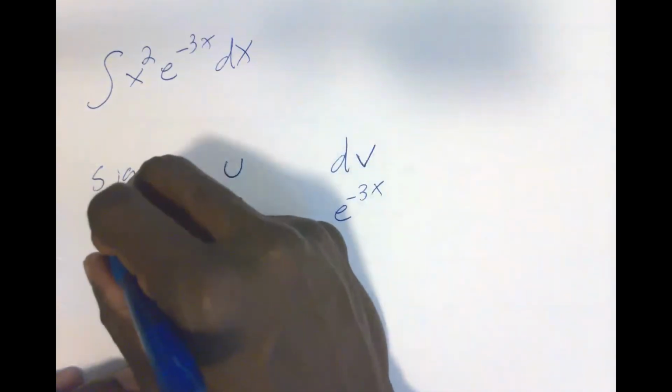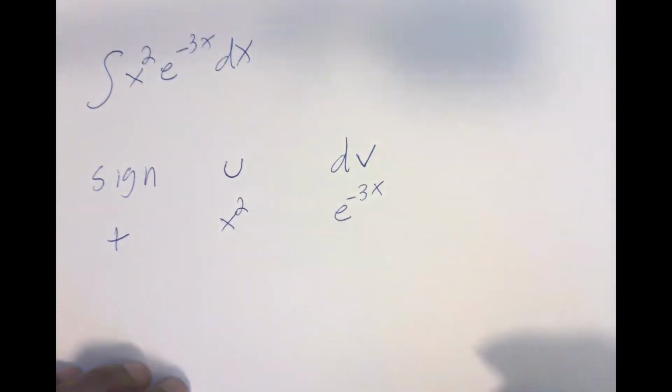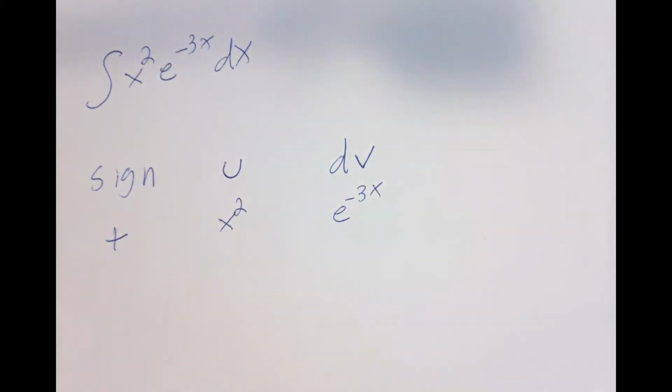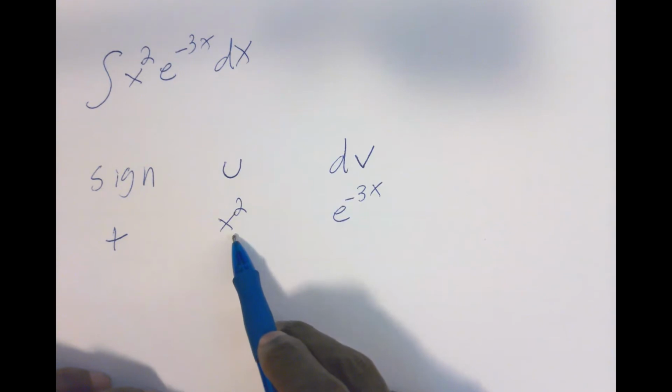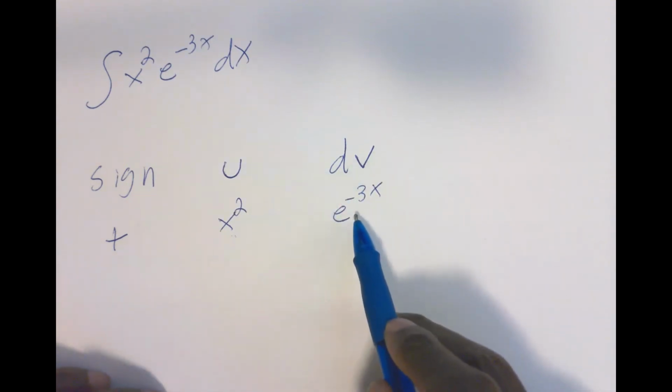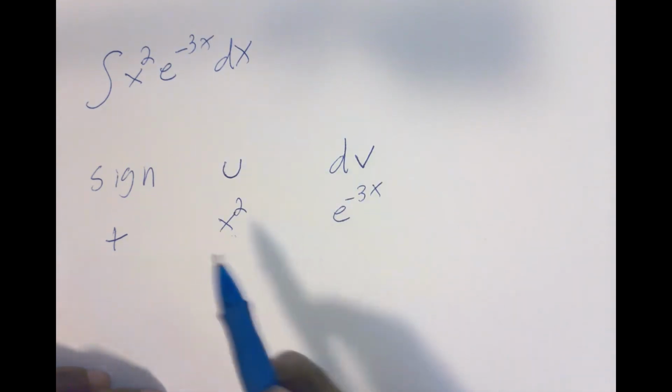And the sign is going to start off as a plus sign, and the sign is just going to alternate each line. Now, what we're going to do here is differentiate this guy until we get 0. So we want to take the derivative of the u term until we get 0. And then we're going to integrate this guy until it gets to that same line, the line where the u term became 0.